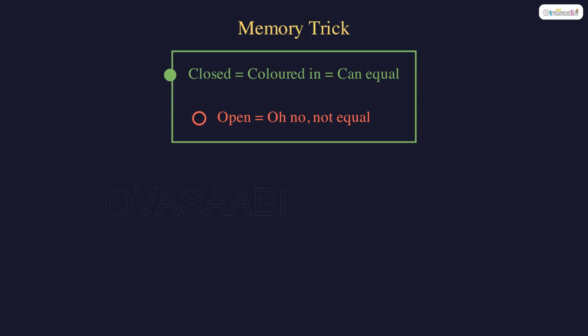Memory trick. Closed circle, colored in, can equal the value. Open circle, oh no, not equal. You'll never forget.